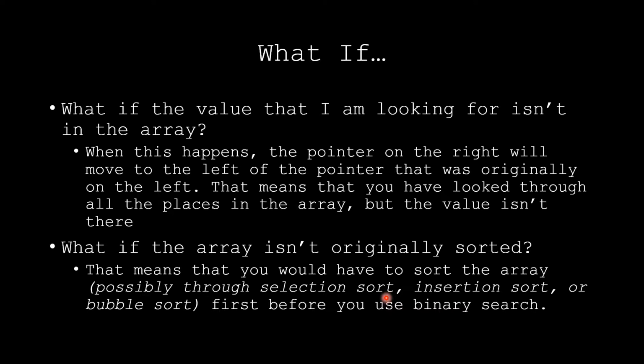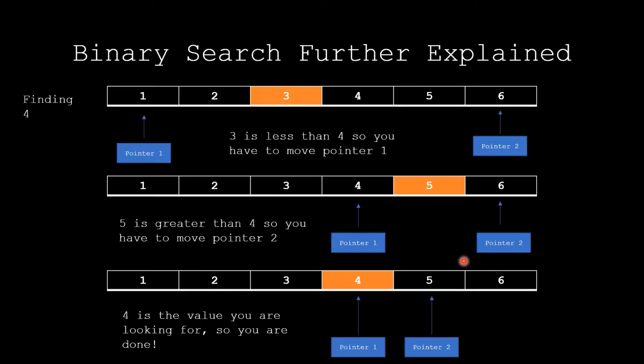Like, what happens if the value isn't in the array? Well, when this happens, pointer 2 will eventually be to the left of pointer 1. And that means that you've searched through the whole array. So then you can just exit and say, oh, we didn't find your value. I'm sorry.